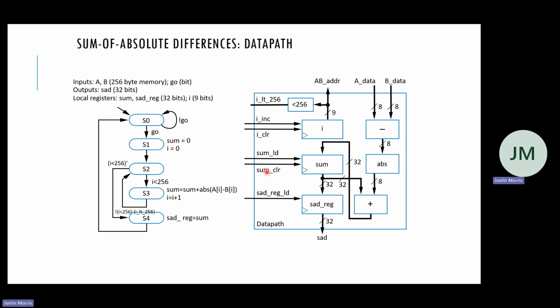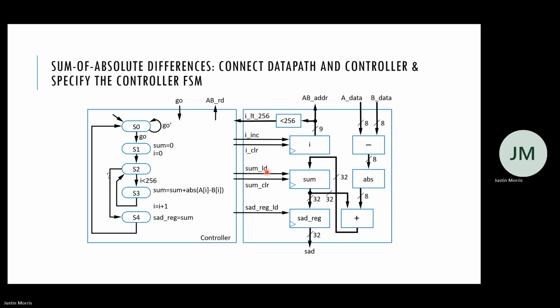So next step is control. And again, control is just going to be copy paste the states and transitions. But now we need to convert them to all of these signals in terms of the transitions.